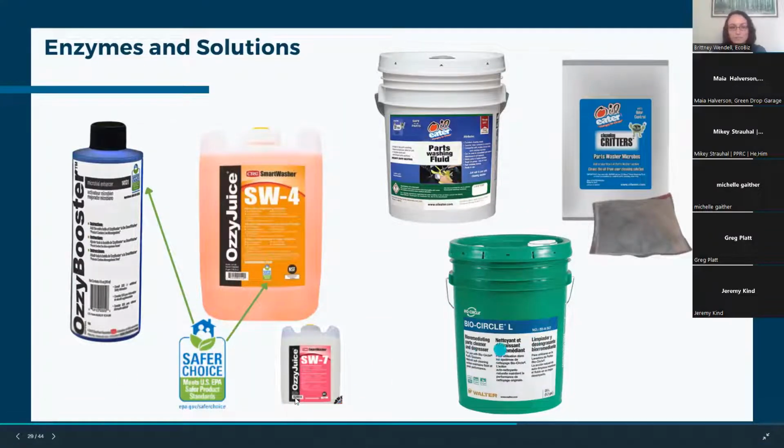BioCircle here is Eco Logo certified. So there are different types of certifications, and that's another topic for a different day. But the important part is that they have undergone external third-party review, and they have this stamp of approval that is deeming them as safer.